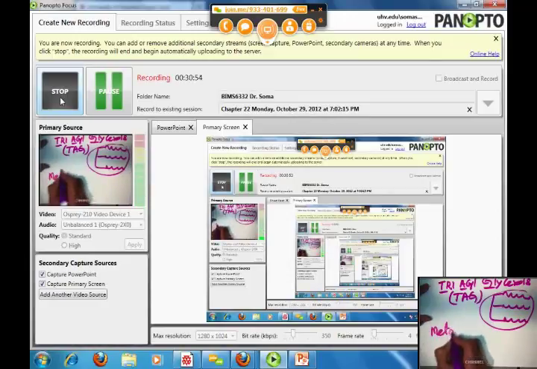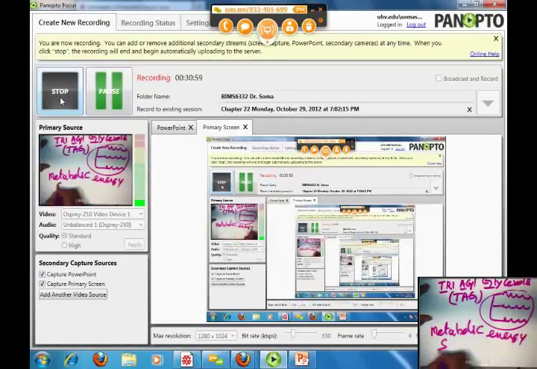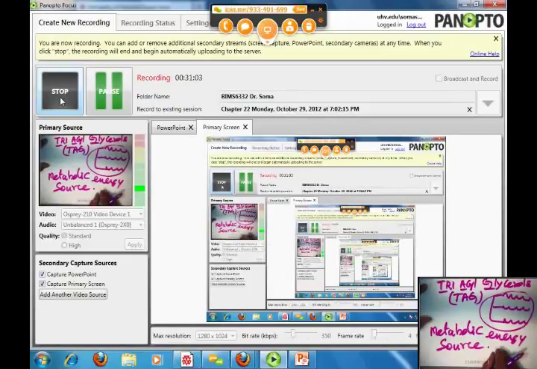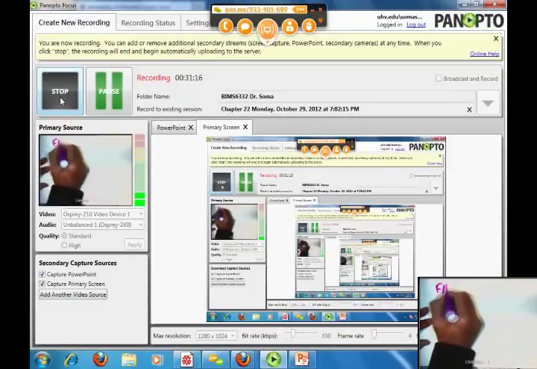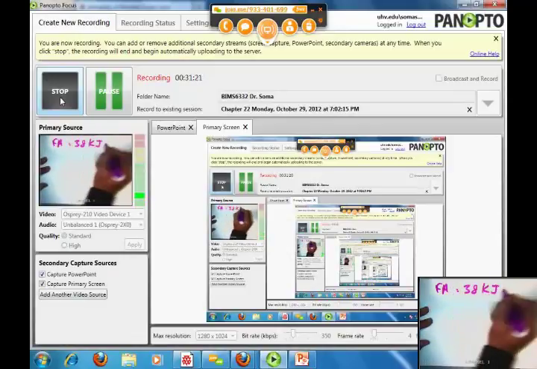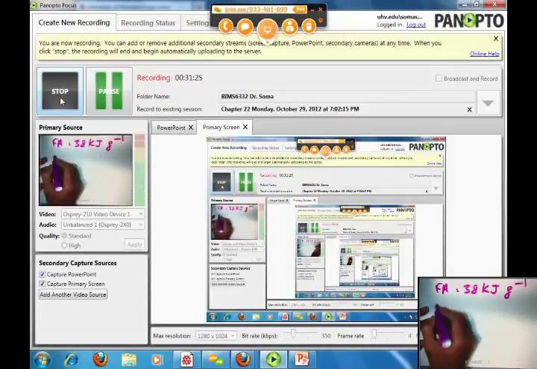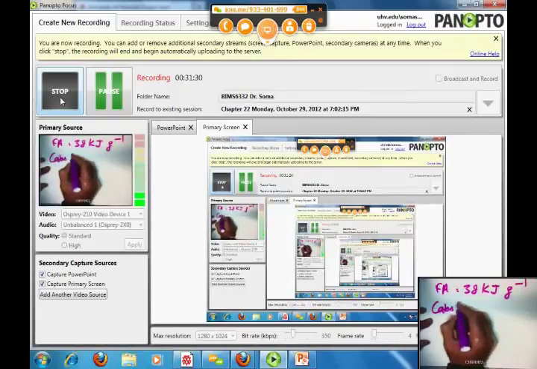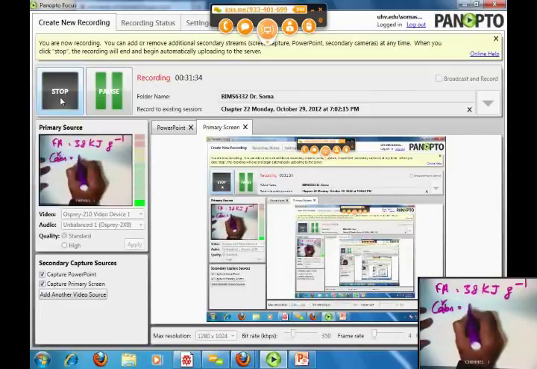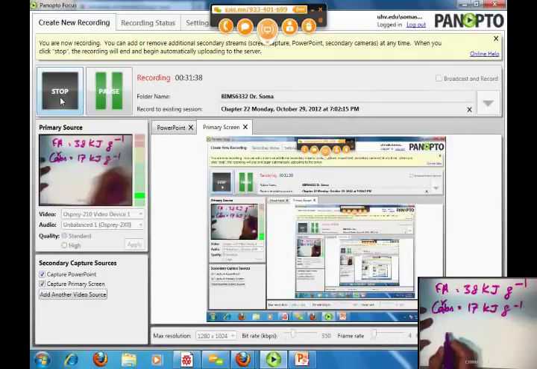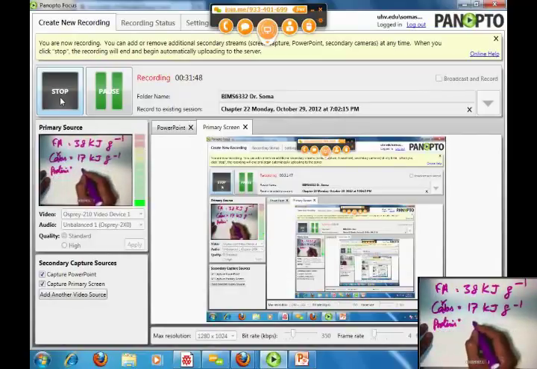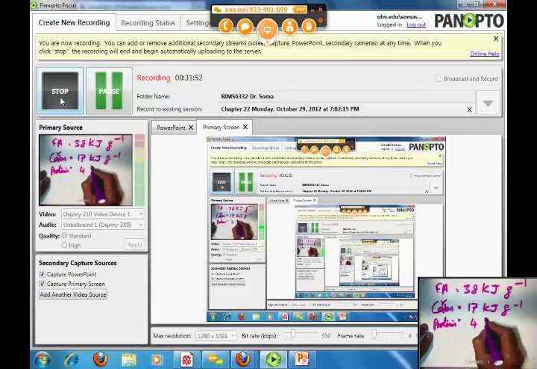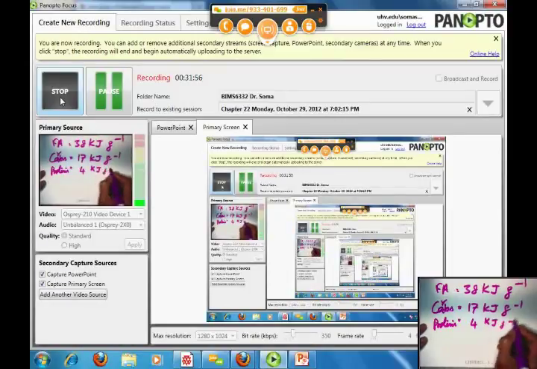How much metabolic energy? When compared to fatty acids, carbohydrates and protein, for 1 gram of fatty acids, how much energy will that give? Fatty acids in 1 gram will give you 38 kilojoules per gram. Carbohydrates, carbs, give 17 kilojoules per gram. If you have 1 gram of carbohydrates, it will give this much energy, 17 kilojoules. And if you consume 1 gram of protein, that will give you 4 kilojoules per gram.